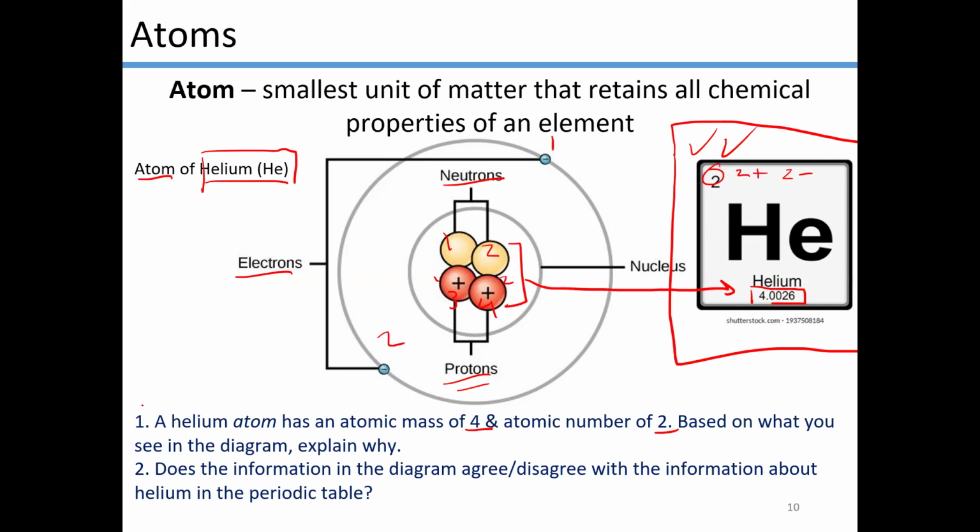So now that we've identified that, we can move on to number 2, which says, does the information in the diagram agree or disagree with the information about helium in the periodic table? In this case, it would agree, because we have our atomic number and our atomic mass, telling us some important pieces of information, which can all be translated from this atom over here.